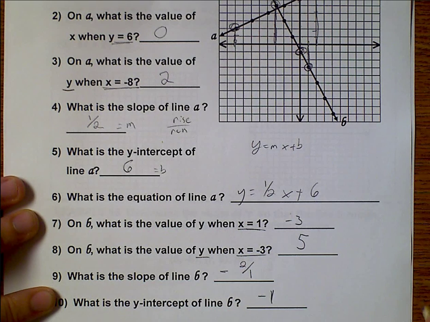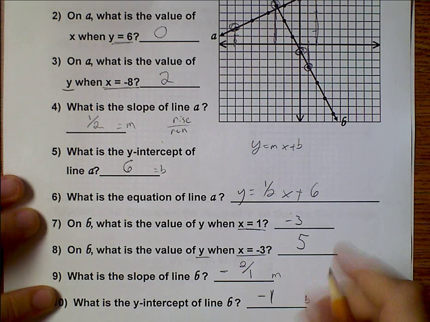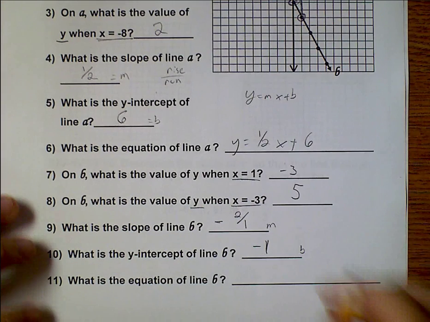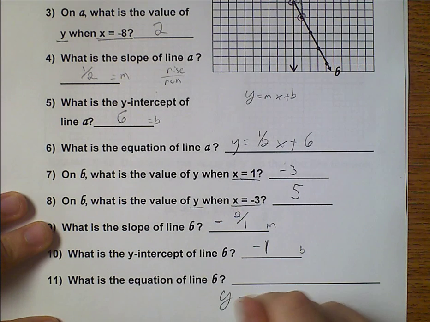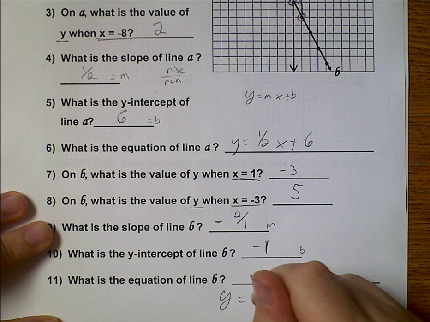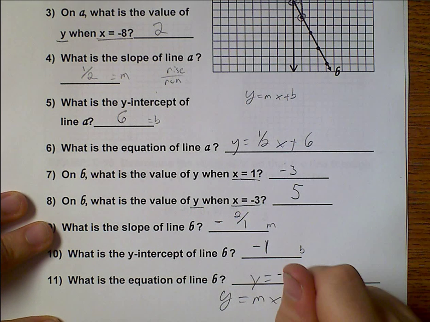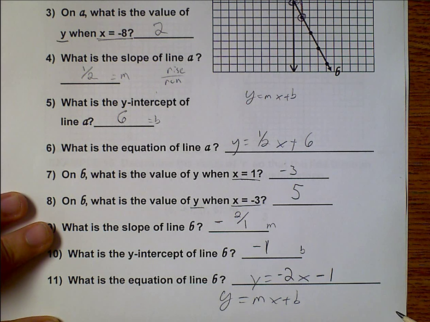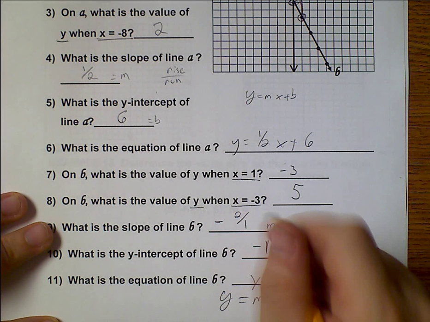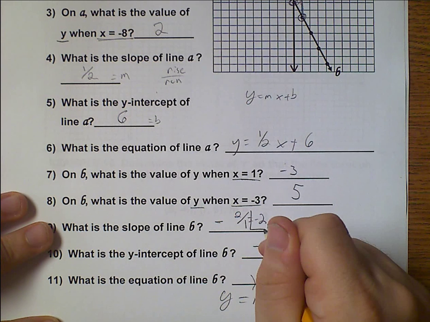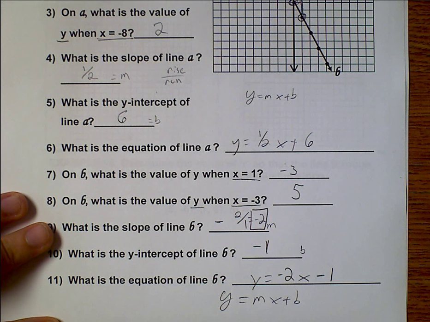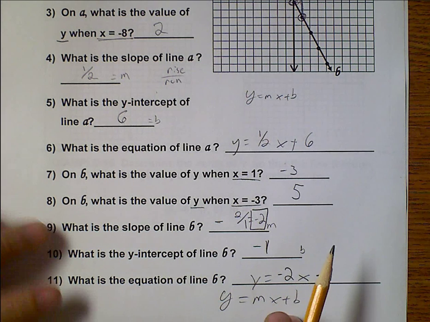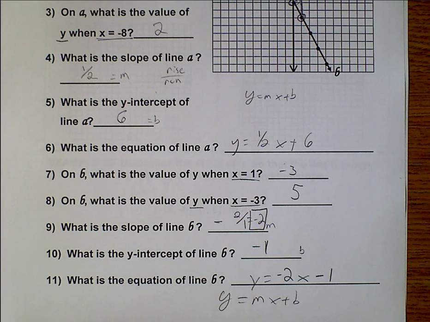So this is my m. This is my b. Now I want to know my equation in the form of y equals mx plus b. So y equals negative 2x minus 1. Because this is just equal to negative 2. And so there I have my equation for line B. I didn't even need to go back and double check because I already knew my m and I already knew my b.